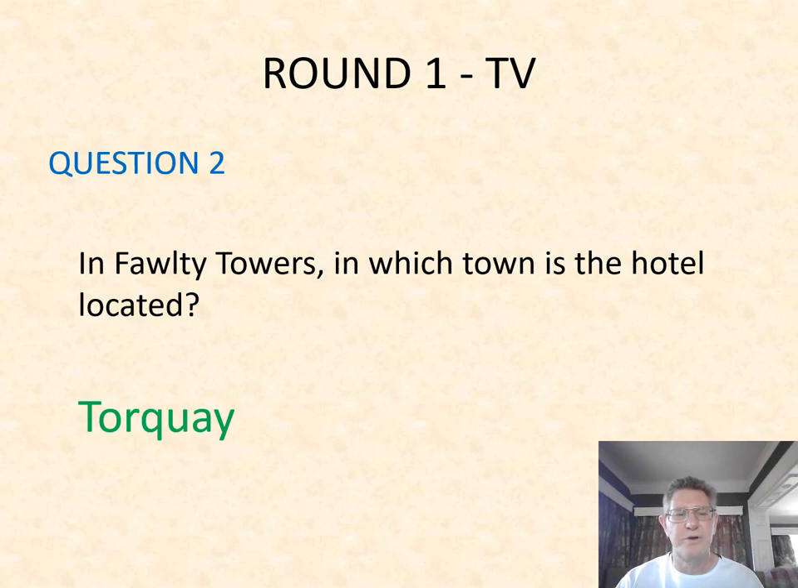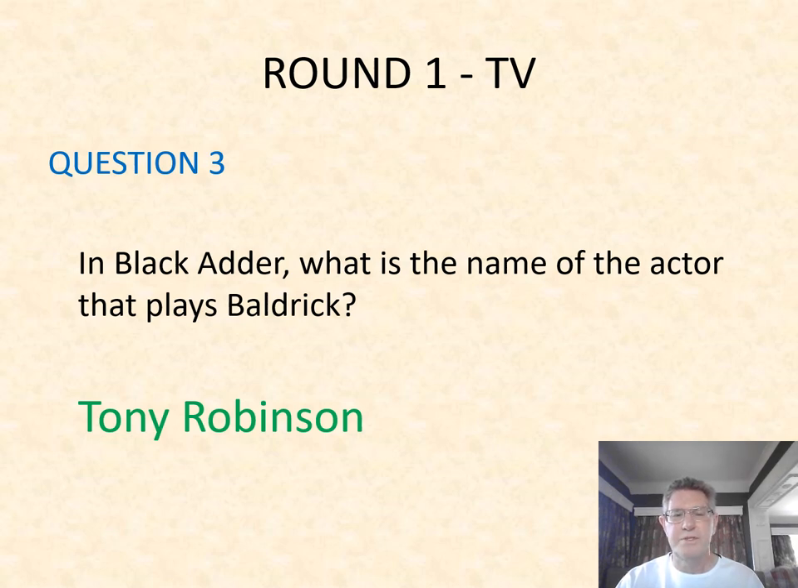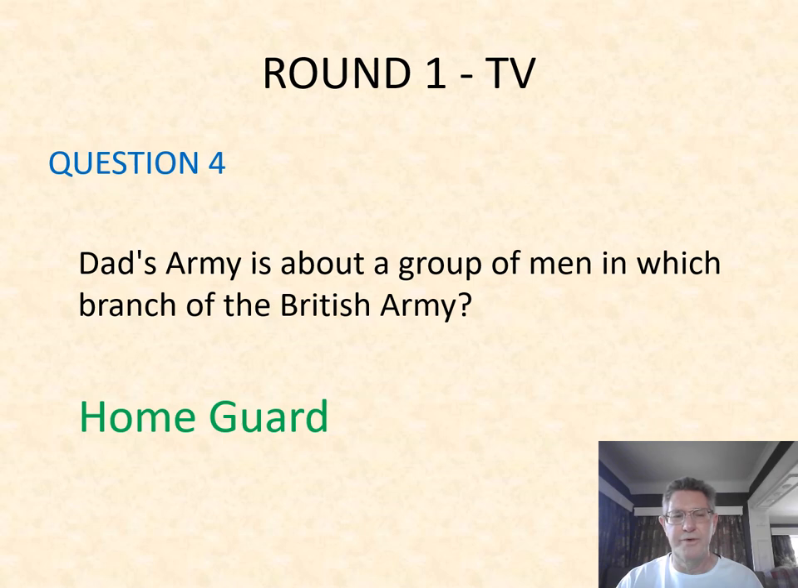Number 2, in Fawlty Towers, in which town is the hotel located? It's in Torquay. Number 3, in Blackadder, what is the name of the actor that plays Baldric? His name is Tony Robinson. And number 4, Dad's Army is about a group of men in which branch of the British Army? It is the Home Guard, protecting the country from invaders.